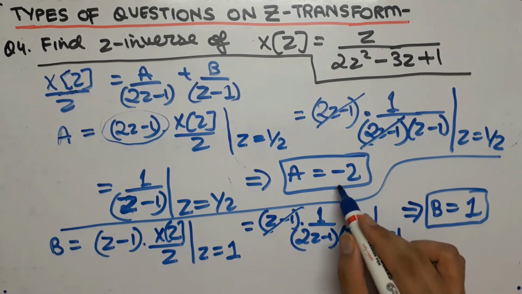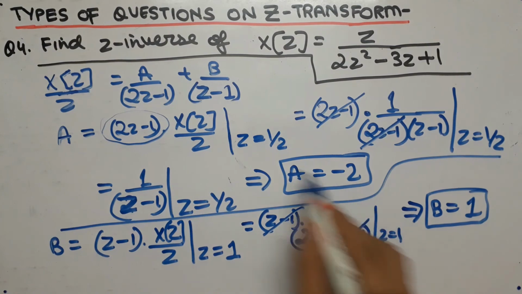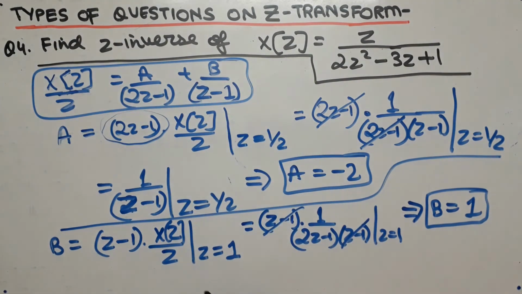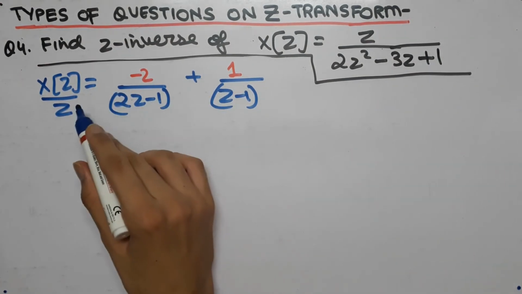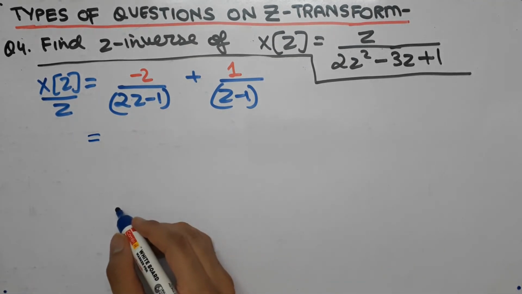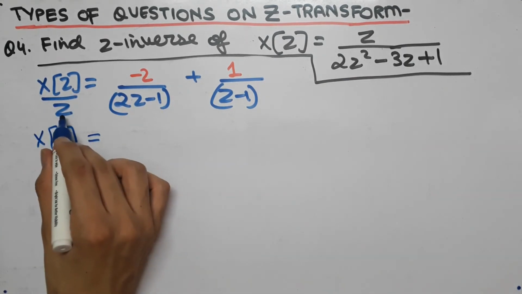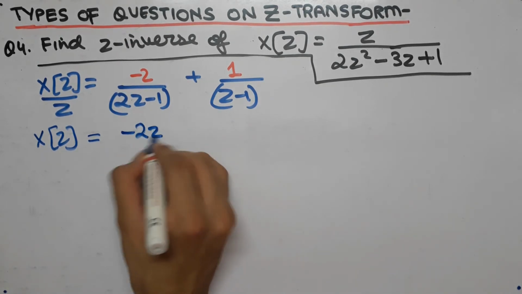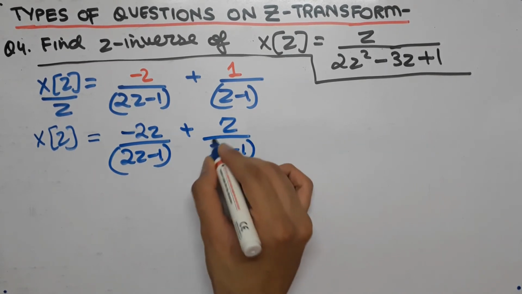Now that we have found out the value of a, which came out to be -2, and b, which came out to be 1, now we are going to use these values and put this in this equation. And from there we will get the value of x(n) by using necessary inverse z transformation formulas. Now guys, we have substituted the values of a and b in the equation of X(z)/z that we obtained earlier. Now we are going to apply the necessary inverse z transformation formulas in order to find the value of x(n). But before doing that, we will take this z on the RHS. That is, we will write -2z/(2z-1) + z/(z-1).